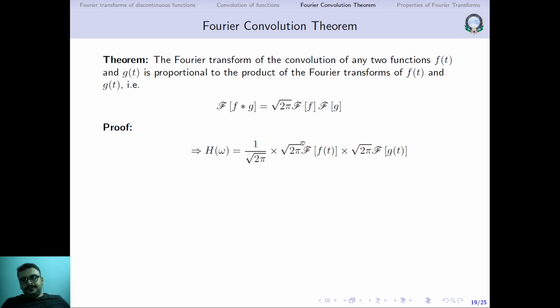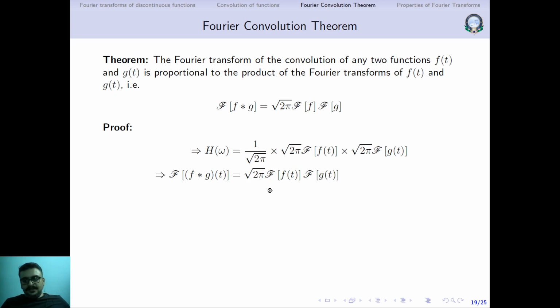So root over 2 pi, Fourier transform of f, root over 2 pi, Fourier transform of g. One of these root 2 pi will get cancelled out, and eventually we get that the Fourier transform of the convolution of f and g is equal to root 2 pi times the Fourier transform of f times the Fourier transform of g.